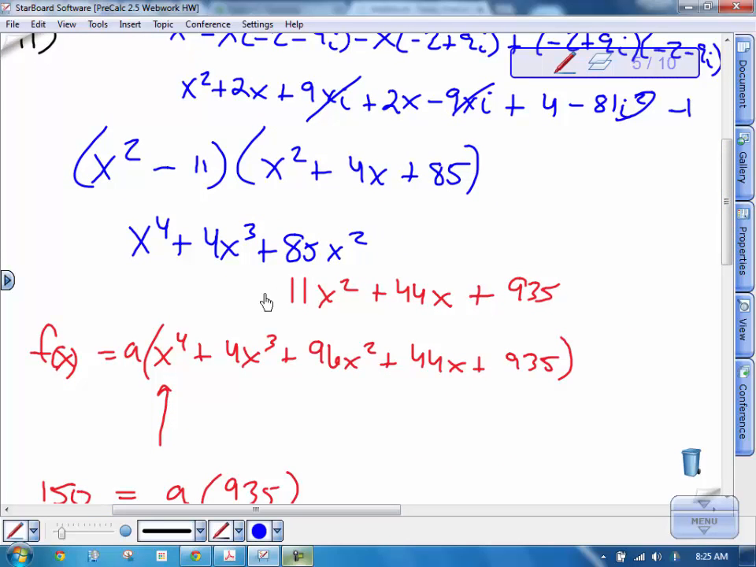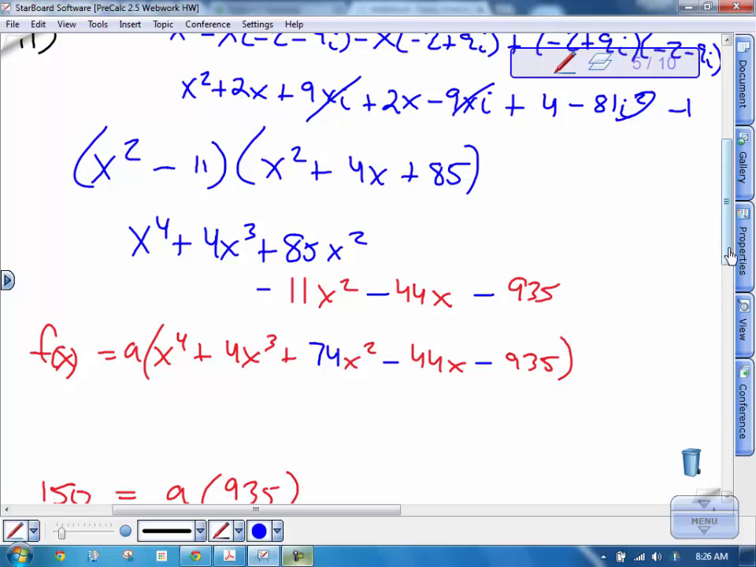You know, this would have been, let's see, negative 11 times x squared gives you negative 11x squared. Negative 11 times 4, so these would be negative. So that would be negative. This would be negative. And this would be 85 minus 11, which is 74.